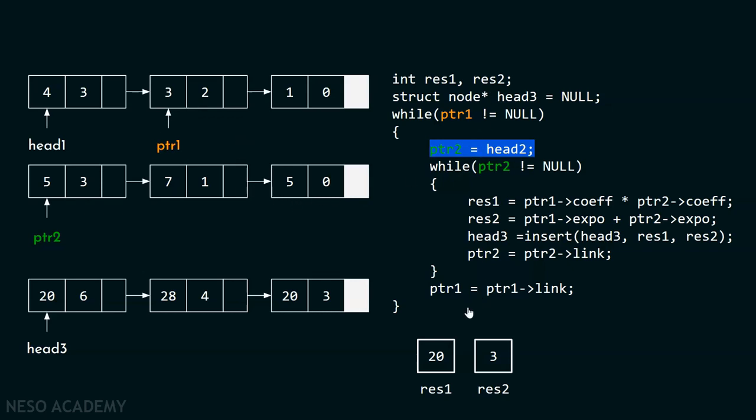Now this is the complete code. Here I have put two lines, that is ptr1 equal to ptr1 link. This line is also important and this line is also important. ptr2 equals head2. Without this line, this loop will continue to fail and the rest of the multiplications will not happen, right? That is why it is important to put this line.